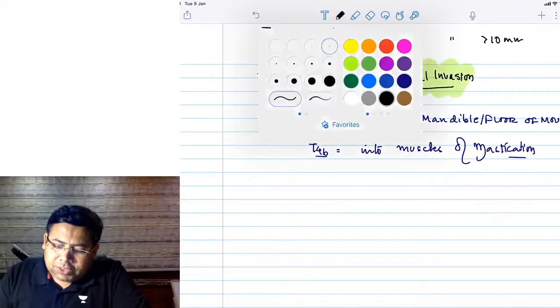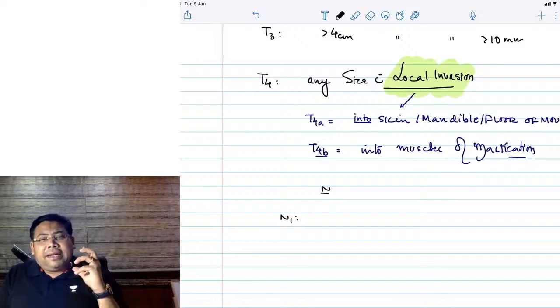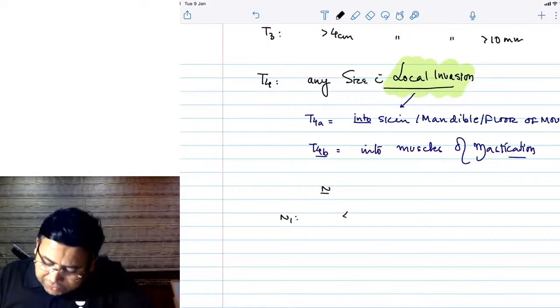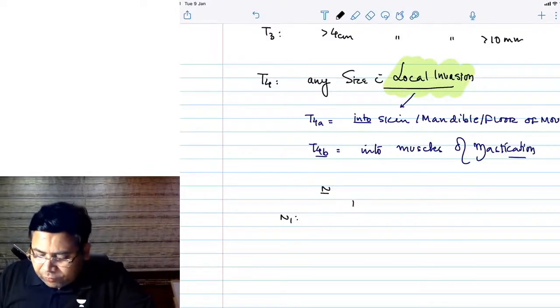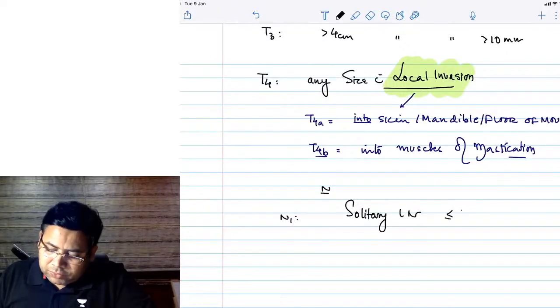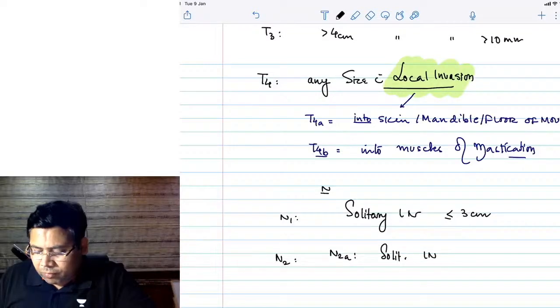Students, what is the concept of N? N1: in head and neck, it is the size of the lymph node which matters a lot. So N1 is defined as a solitary lymph node less than or equal to 3 centimeters. N2 is defined as N2A, a solitary lymph node more than 3 up to 6 centimeters.